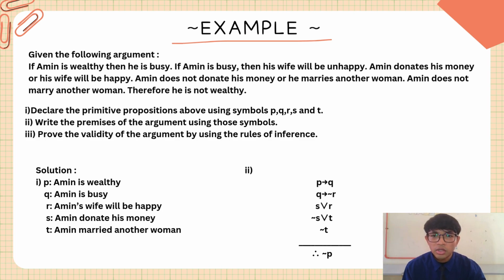So for question 2, we must write the premise of the argument using those symbols. So the premise that we get is P implies Q, Q implies negation R, S or R, negation S or T, and negation T. So the conclusion that we get is negation P.